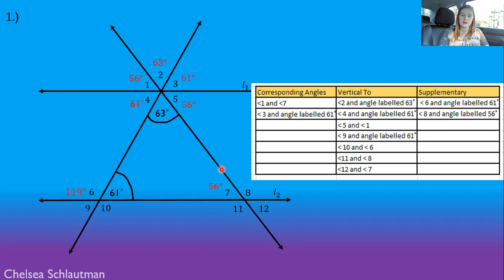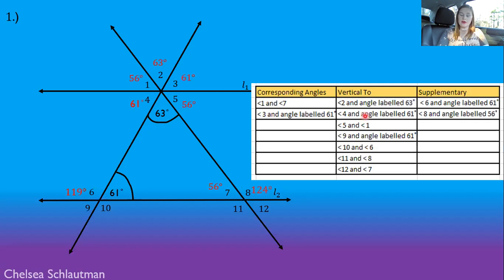Angle 8, over here right beside angle 7, is labeled as supplementary over here on our little table. Okay, so it says that it is supplementary to the angle labeled 56 degrees. So again, remember, supplementary means that we have to be able to add those two numbers to get to 180 degrees. So if we subtract 56 degrees from 180, we are going to get 124 degrees. So angle 8 is 124 degrees.